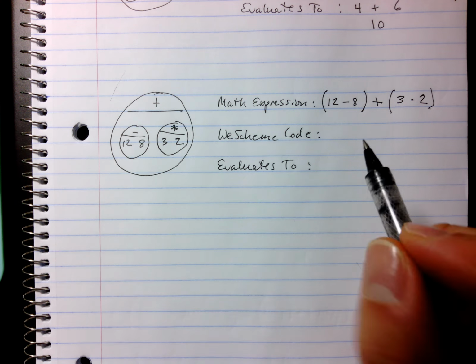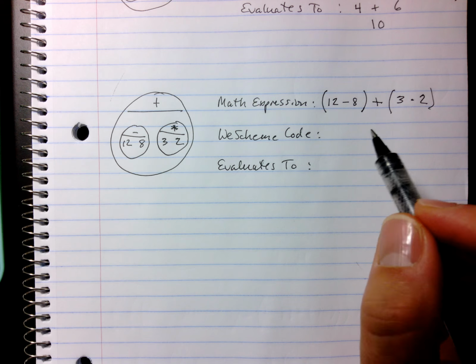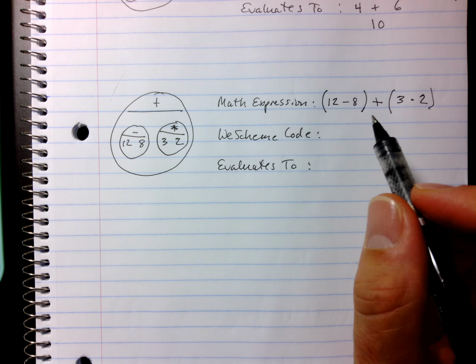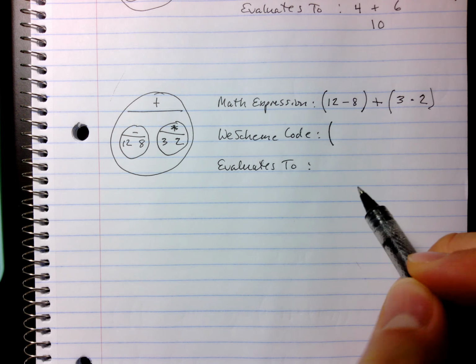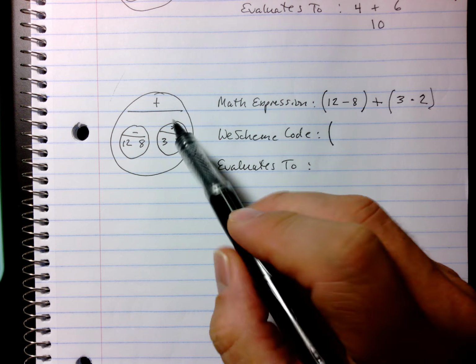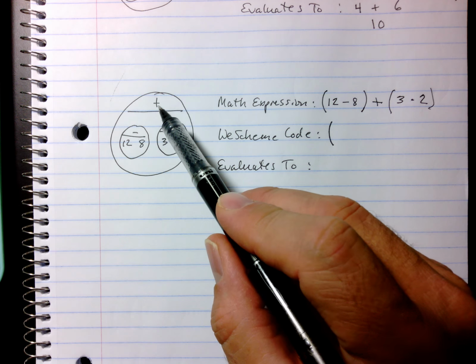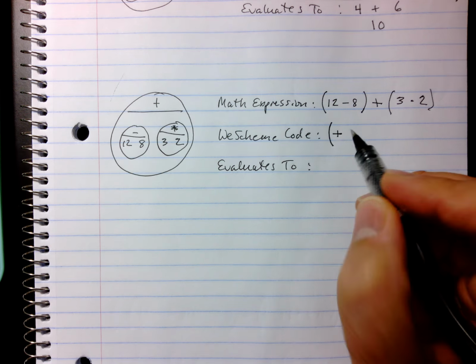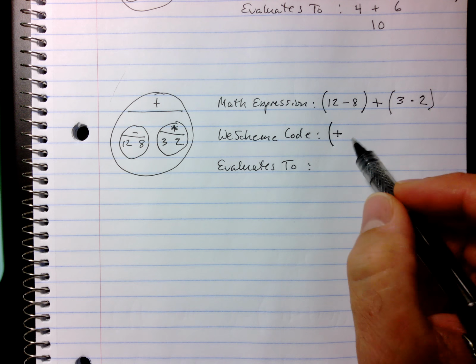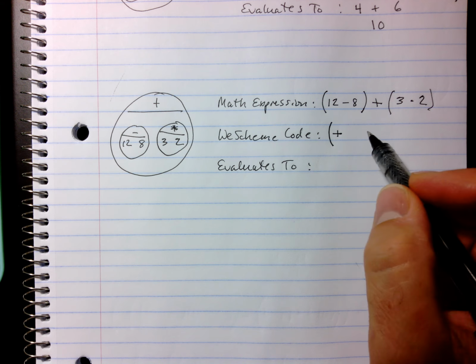Okay, so let's take a quick look at the WeScheme code. The coding in WeScheme says you start off with the parentheses. So that's the first thing we're going to do. And the first thing that we're going to tell this program, the computer software editor, is that we want to add something. So our function goes first. But then we have to have a space, and then we're going to tell it what we're adding.